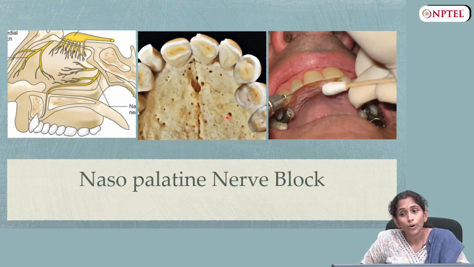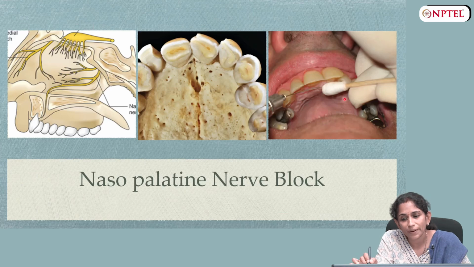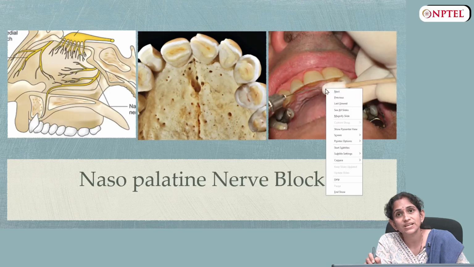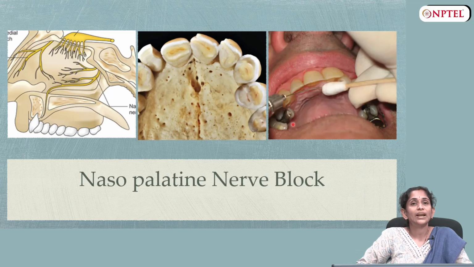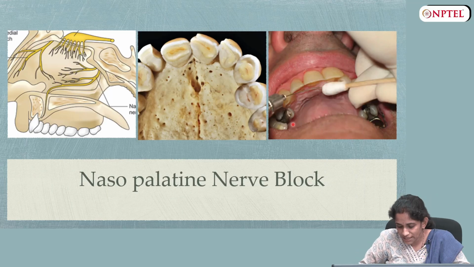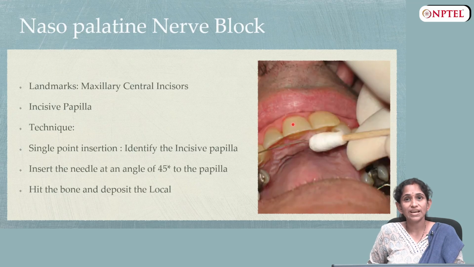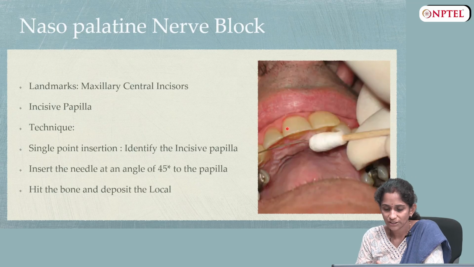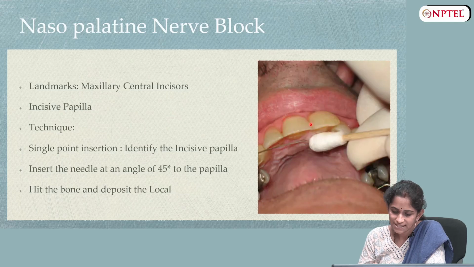So, how do we avoid pain? Again, as I mentioned, you apply pressure with the Q-tip, or you can use local anesthetic gel or spray so that we avoid the pain that we encounter when we are giving the nasopalatine block. So, to rehash again, our landmarks are the two central incisors and the incisive papilla, which is a soft tissue that is covering the nasopalatine canal right behind the two central incisors.